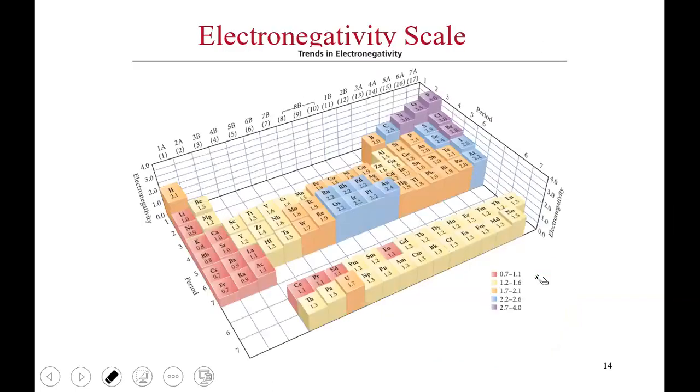And here is a periodic table that shows you that electronegativity has some interesting trends. You can see that essentially metals have very, very small electronegativities. Non-metals have very high electronegativities. And you can see the trends within a group. You can see where the electronegativity is lower as you go down. And within a period, it's also lower as you go from right to left.